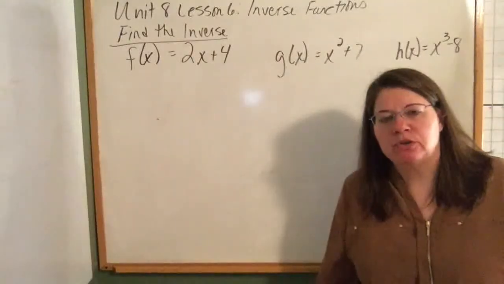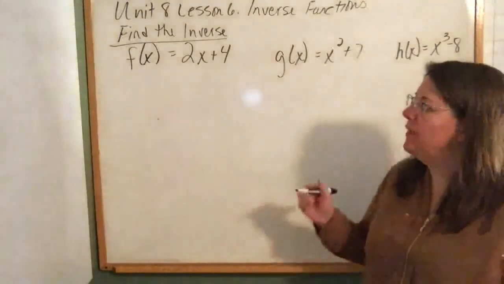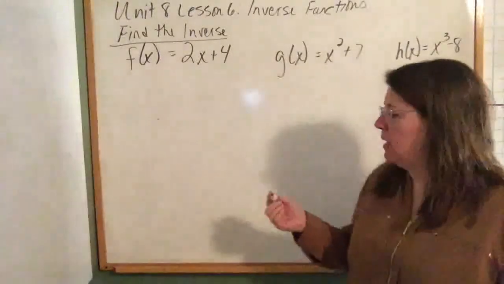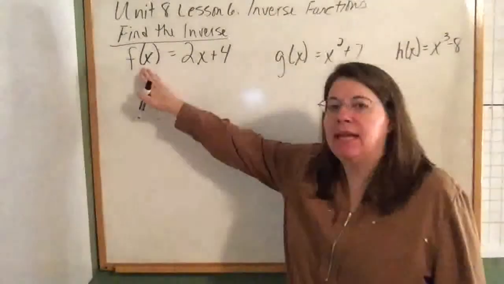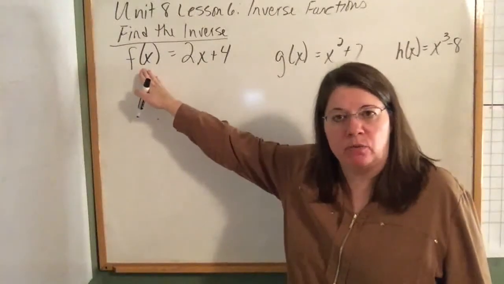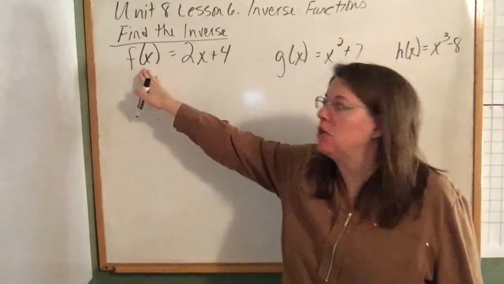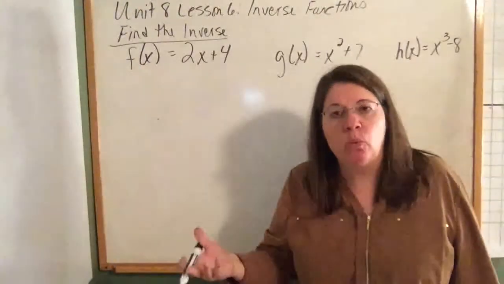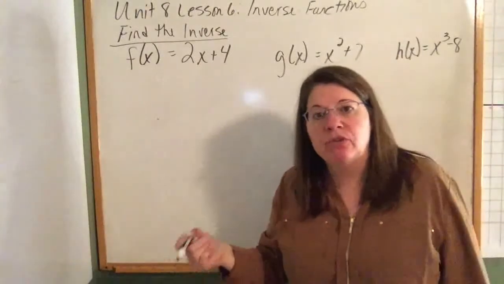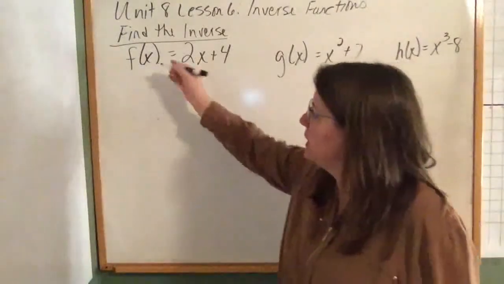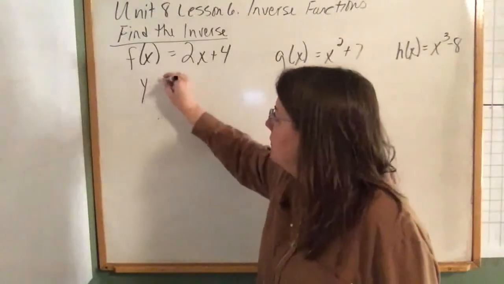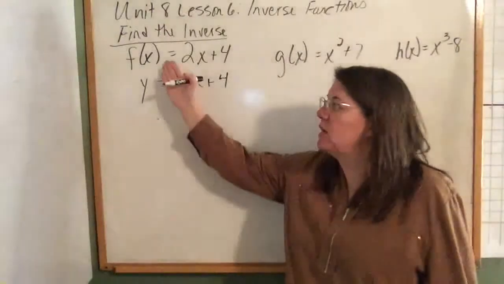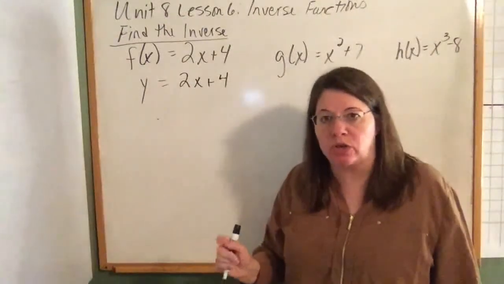When you're given functions in algebraic form, to find the inverse of those functions, it's really simple to do. Basically, we know that f of x is y, g of x is y, h of x is y. Any function notation, anytime you have f of x or any letter of x, that's the same thing as y. So the first thing I'm going to do is replace the function notation with y. So y equals 2x plus 4 is the same function that we had here. We've just changed what it looked like.